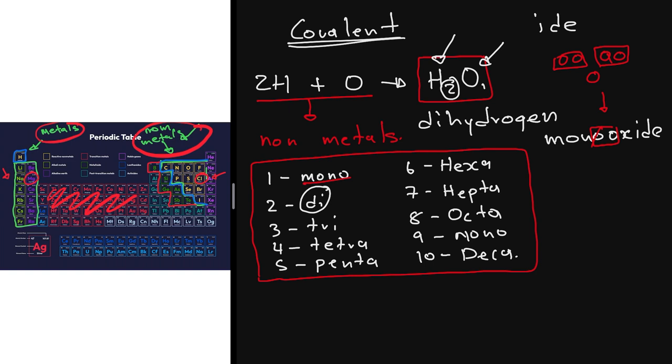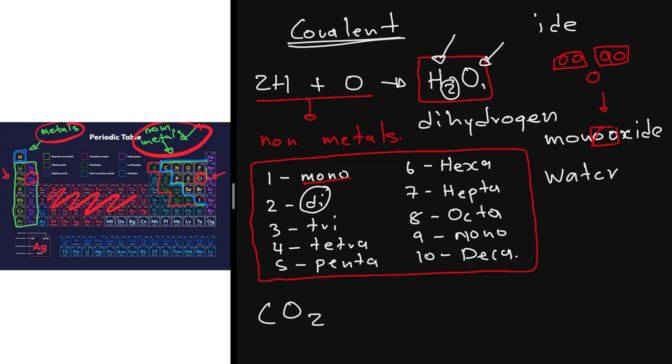So dihydrogen monoxide is also known as water, because that is H2O. Another name is water. Okay, so that is how we label covalent compounds. Remember, covalent means molecular compound. Let's say, for example, we want to label the following covalent compound.